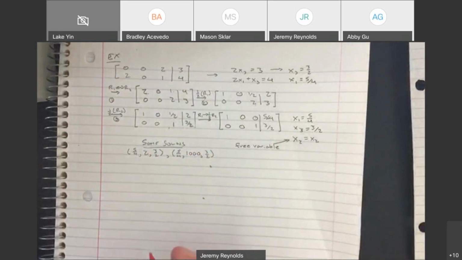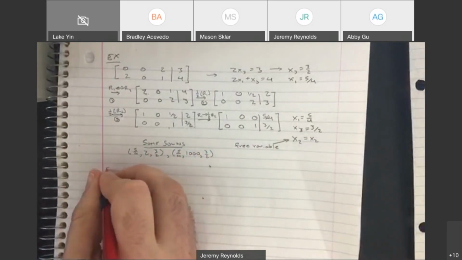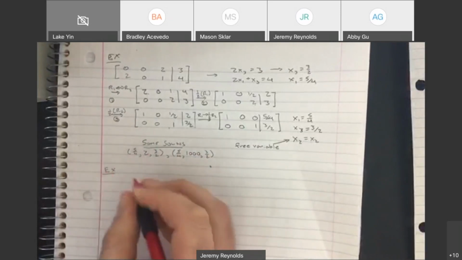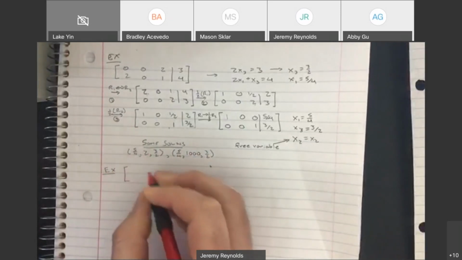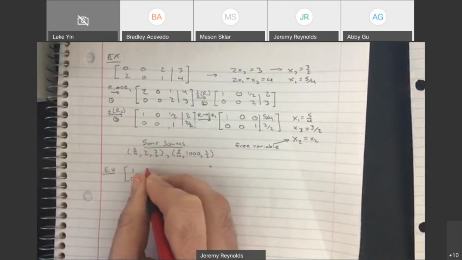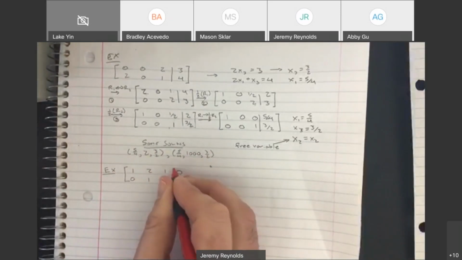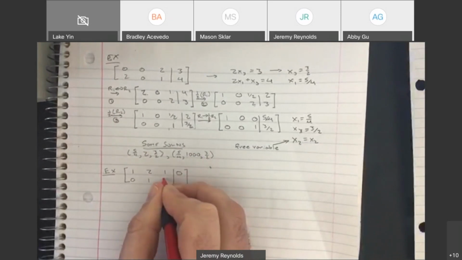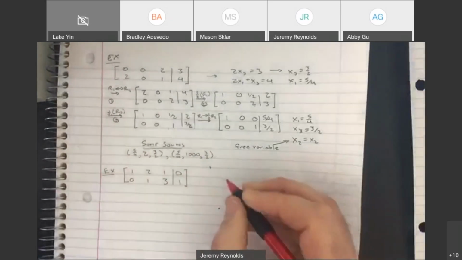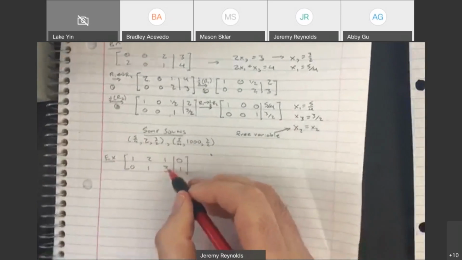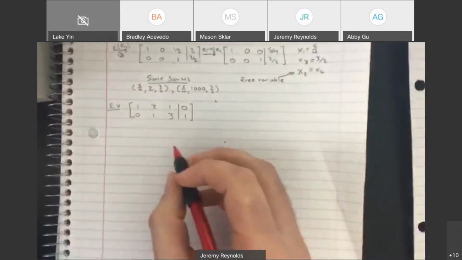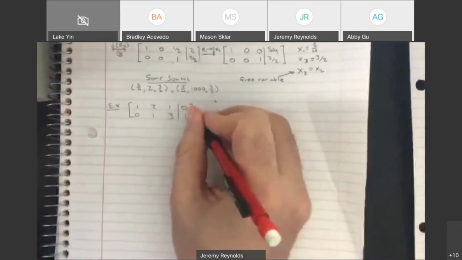Okay, so now let's look at another example. So this one's a little bit different. So let's say we have the matrix 1, 2, 1, 0. Okay, so there's our matrix. So this is actually already in echelon form. And now we have to get it into reduced echelon form.